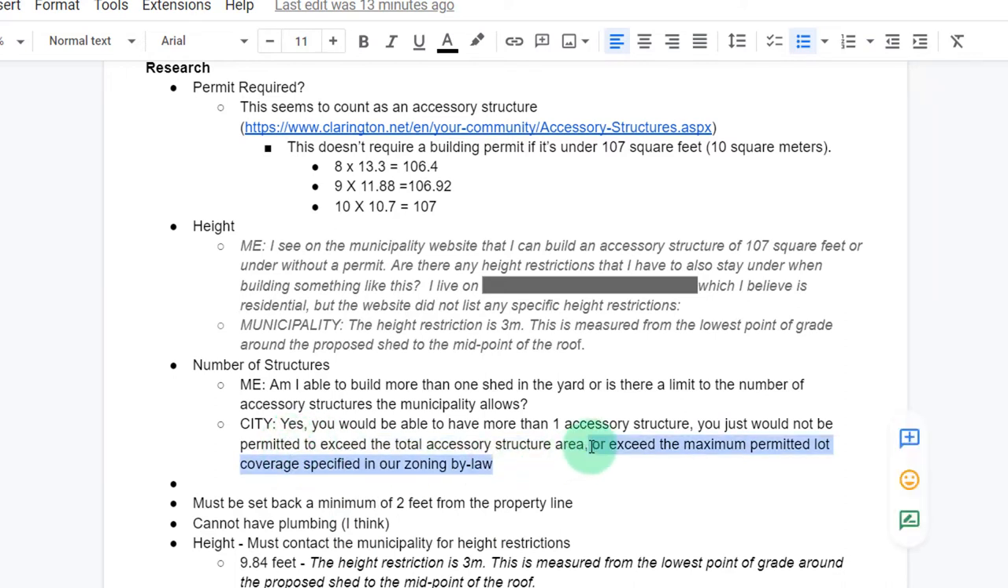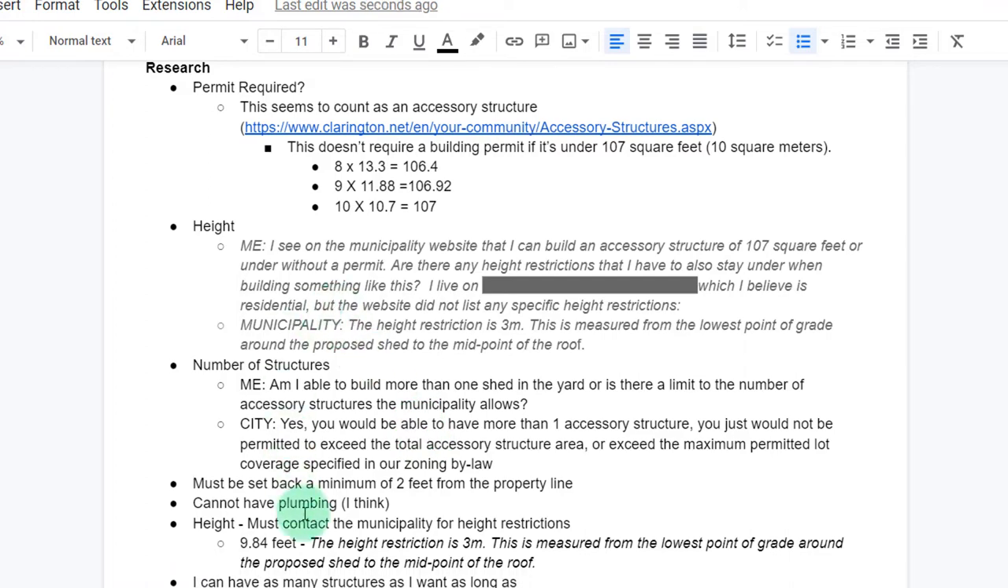My next big job is essentially to figure out what they mean by maximum permitted lot coverage. I think it means that, let's say my lot is 5,000 square feet, the total accessory structure area has some sort of maximum that I have to figure out. If I can't find it in the documentation, I'll just send them another email and try to find it out from them directly.